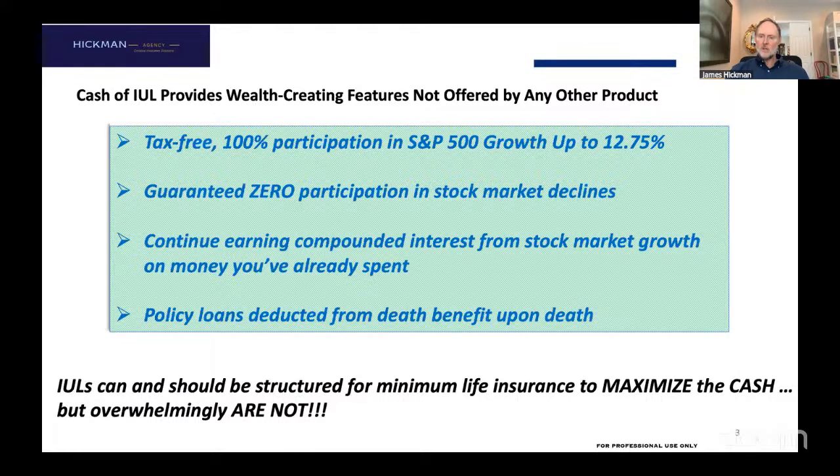Self-interested agents, economically self-interested agents, aren't doing that overwhelmingly. As I said, if it's not done that way, if it's not done with minimum life insurance and maximum cash, at best, you've got an average life insurance policy. At worst, you've got a plan you're wasting money on. So it's important to talk to somebody who explains this to you exactly as I've just explained it to you.